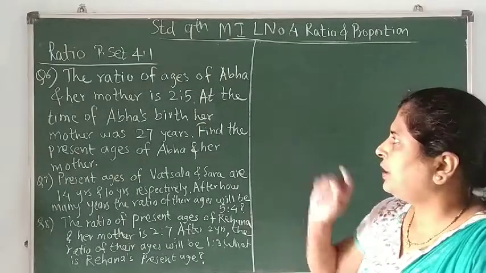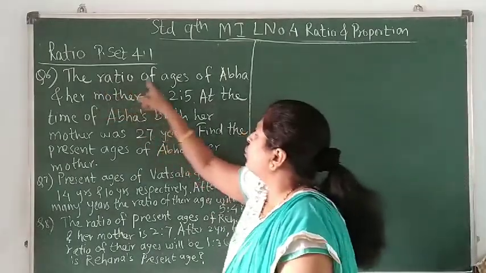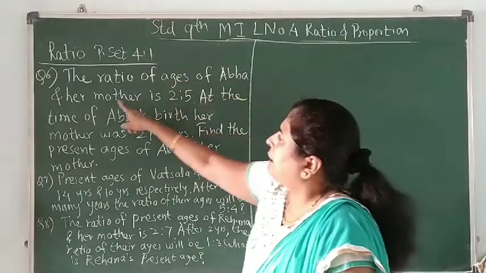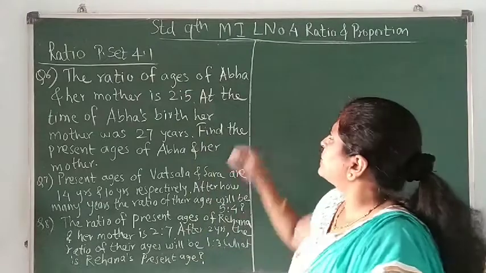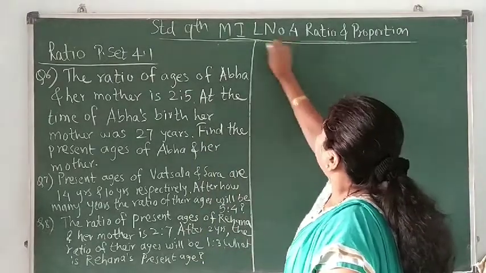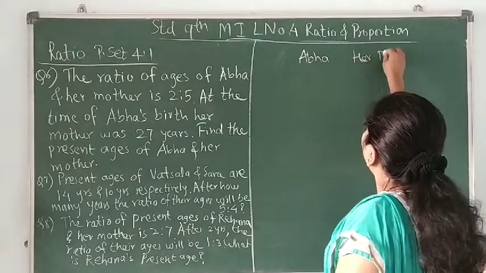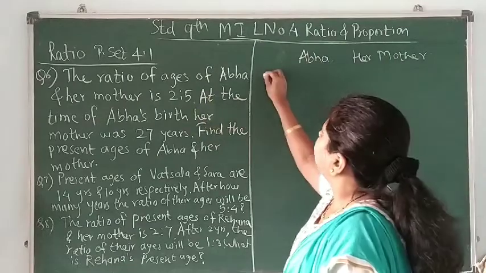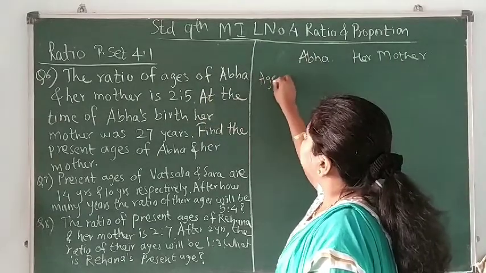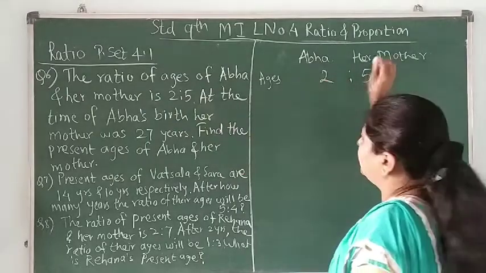Okay, let's read what is given in question number 6. Question number 6 is given that the ratio of ages of Abha and her mother is 2:5. So there are two persons. First person is Abha, and the second person is her mother. And it's given that the ratio of their ages is 2:5. So this is given.